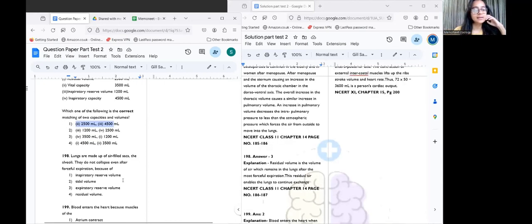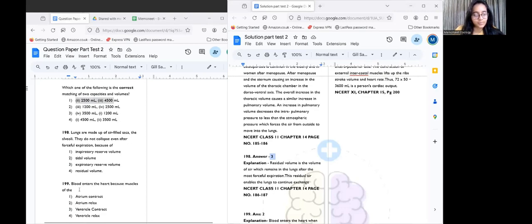The question goes like, lungs are made of air-filled sacs, the alveoli. They do not collapse even after forceful expiration because of what? The answer here is mentioned incorrectly. The answer should be option number 4, which is residual volume. Residual volume is the amount of air that remains in the lungs even after forceful expiration. Since some amount of air is always present inside, the lungs do not collapse. So the answer is residual volume.